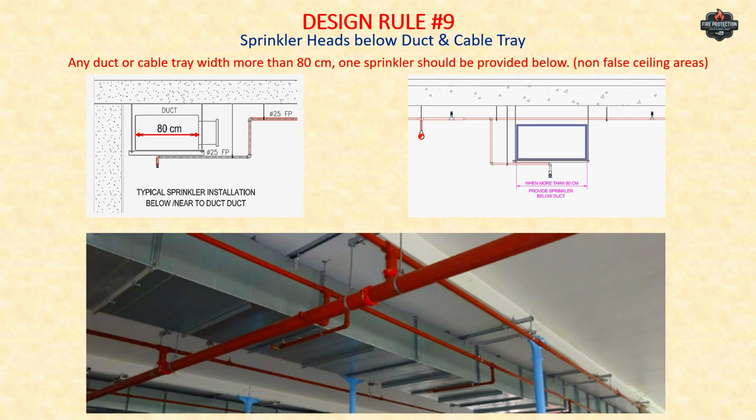Similarly, provide sprinkler heads below ducts or cable trays when their width is more than 80 cm. When ductwork or cable trays are wider than 80 cm, they can block the spray pattern of the sprinkler installed above them, preventing water from reaching the areas below in case of fire.